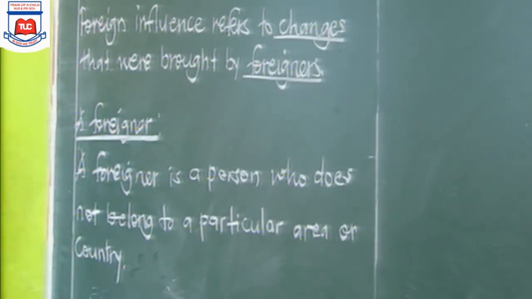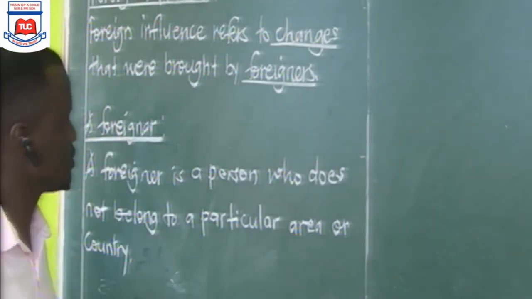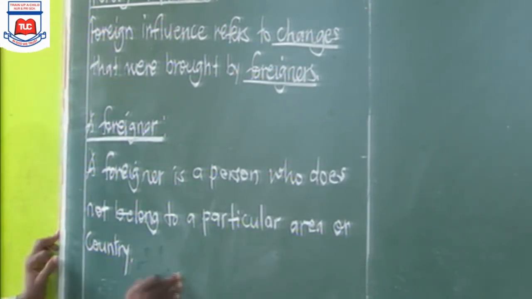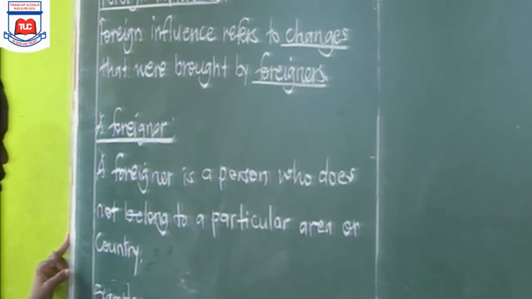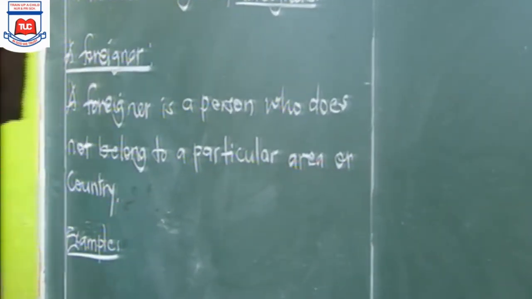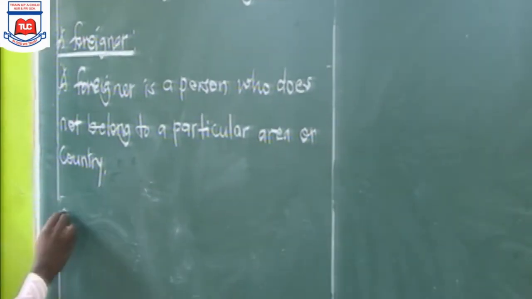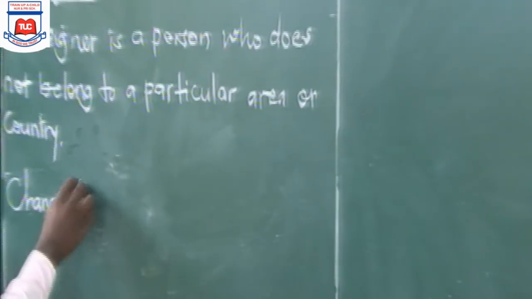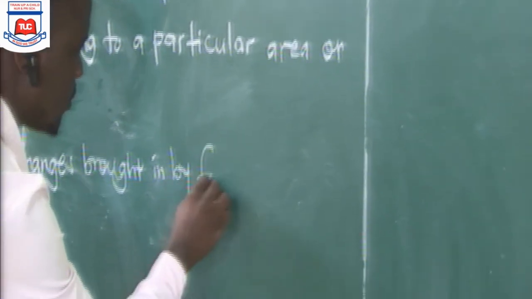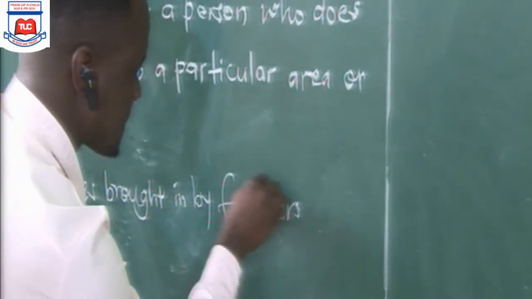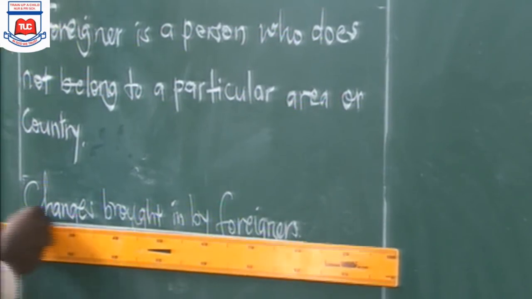So we are going to look at what were these changes. As we say that foreign influence refers to changes that were brought by the foreigners, we are going to look at what were these foreign changes. We are looking at examples of foreign influence, or what were the changes. Let's put them as changes brought in by foreigners. Which means we are going to look at which new things did these foreigners bring.